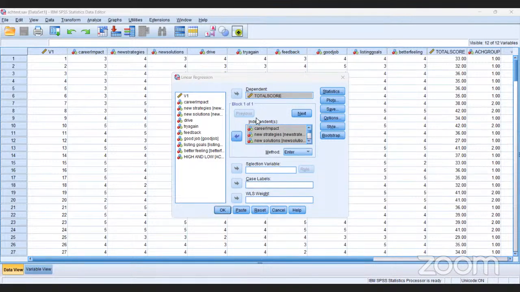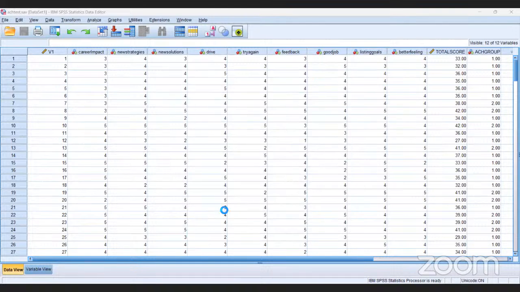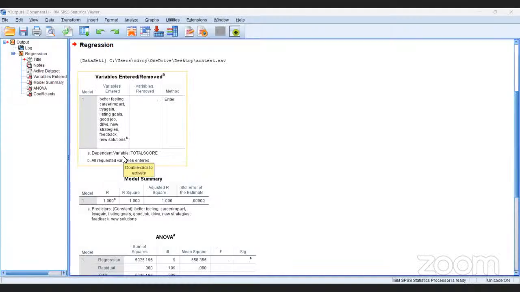So here I find that the dependent variable is single, and that is metric data. And this is the independent variable. They are also metric data. Then OK. I am sharing the output data with you now. This is the output data.